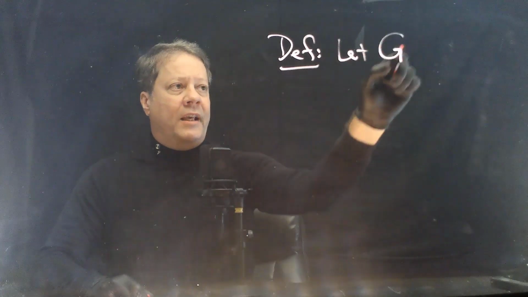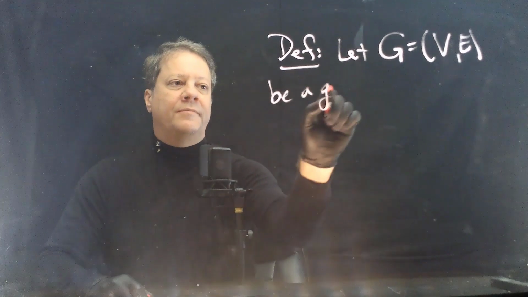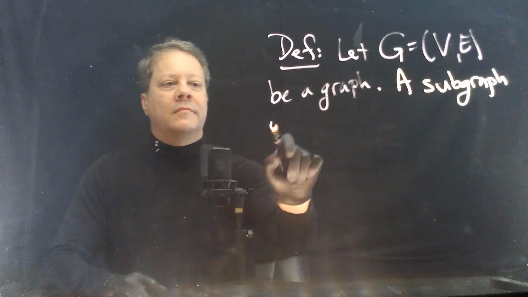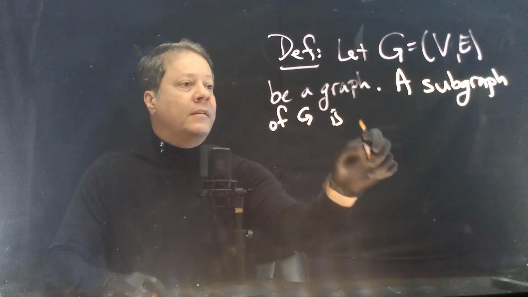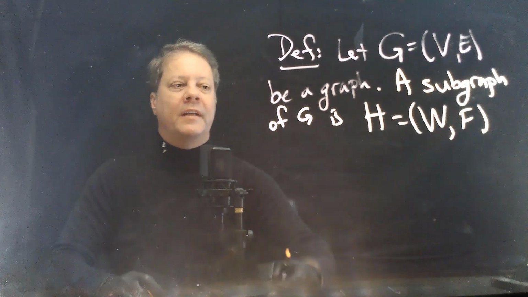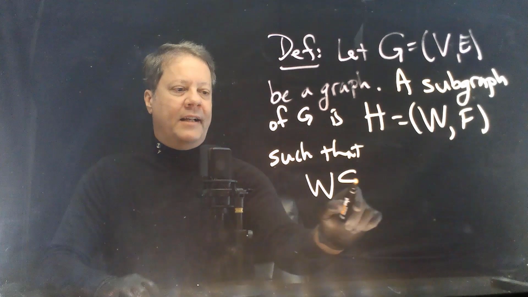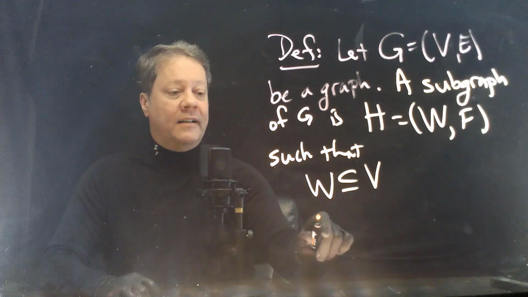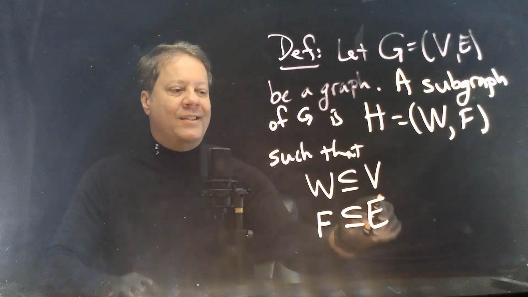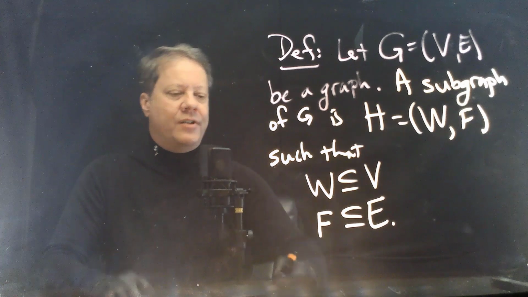Let G, which has vertices and edges, be a graph. A subgraph of G is of the form H, which has W and E and F, such that W is a subset of the set of vertices, and the set of edges in H will be a subset of the edges in the original graph. This doesn't preclude the possibility that G and H are the same.